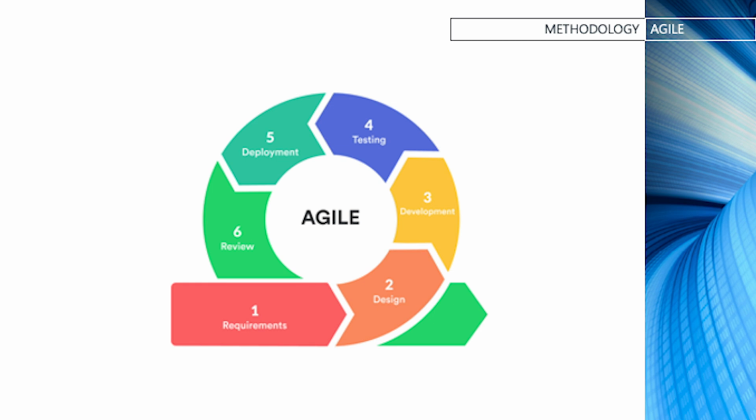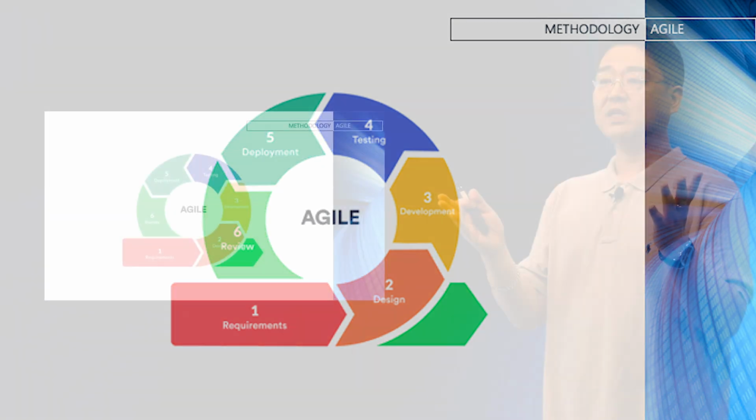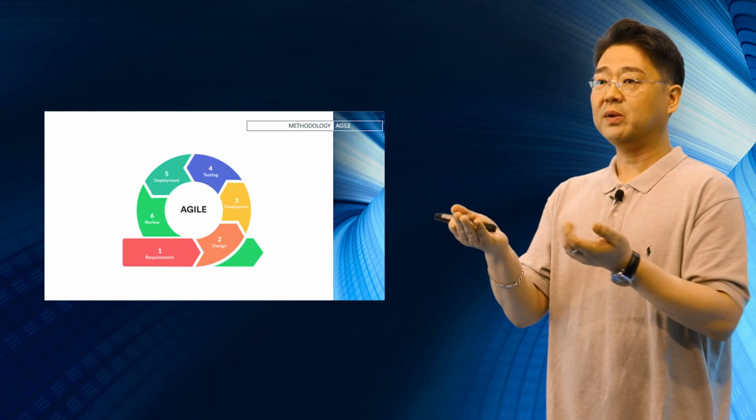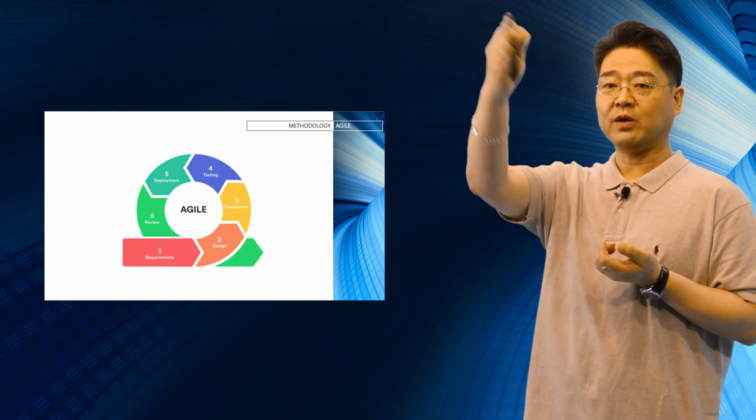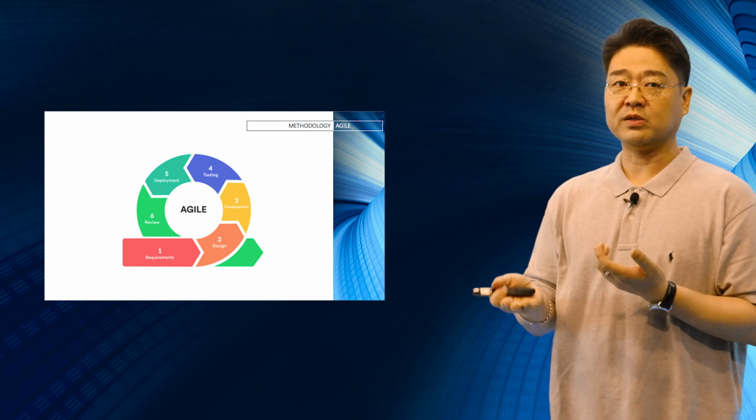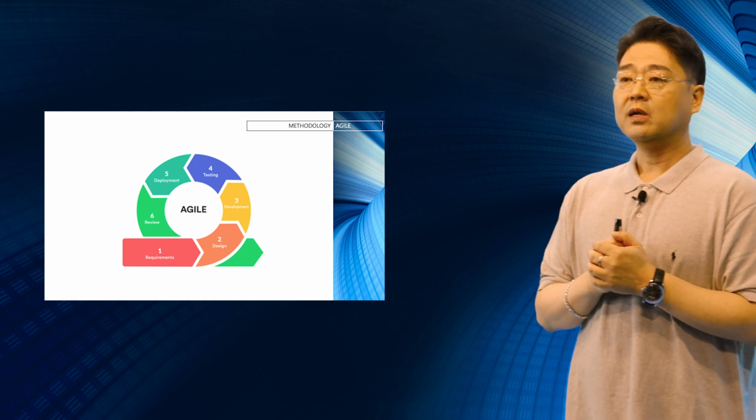So 1, 2, 3, 4, 5, 6. This is the Agile process: requirements. You need to find out what's needed and then design, and then develop and test it, deploy it, and review, and it just keeps going over and over and keeps iterating until everything is complete.